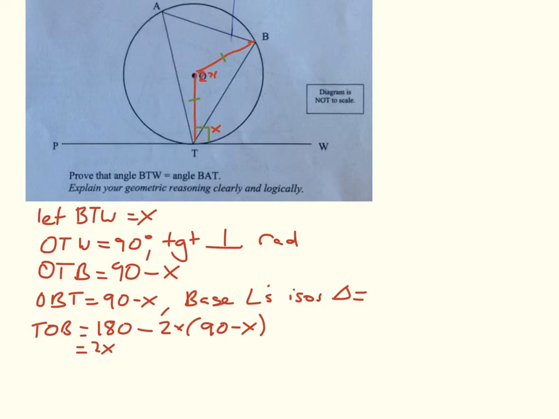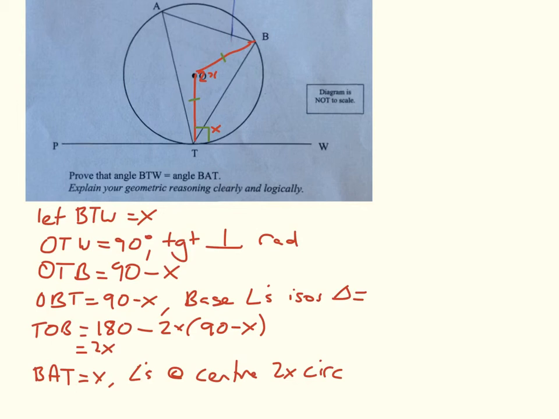And my final step is to say that this angle here is half of that. So BAT, which is the one I'm trying to find, equals X, simply because the angle at the centre of a circle is 2 times the one at the circumference. And that stands for circumference.